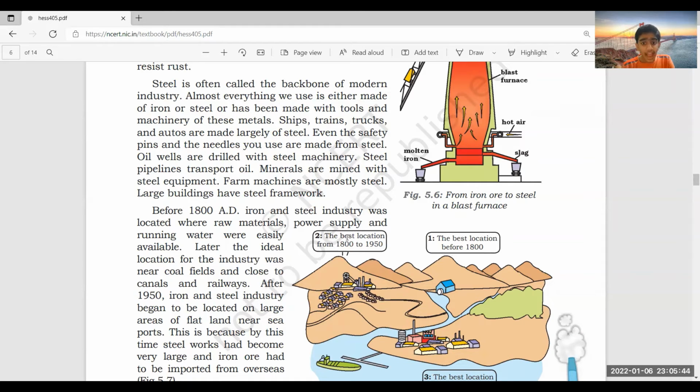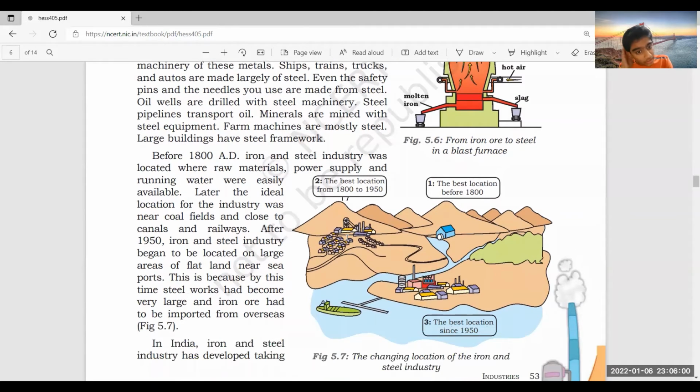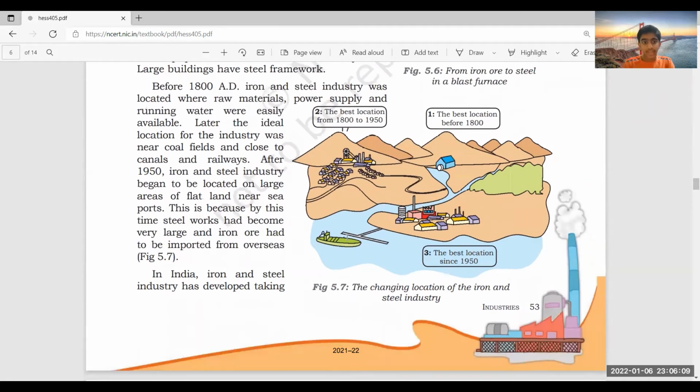Before 1800 AD, iron and steel industries were located where raw materials, power supply, running water, and many other things helpful for the steel industry were available. At those areas they were set up. After 1950, iron and steel industries began to locate in larger areas in our country. Tisco, the Tata company, Jamshedji Tata started the Tisco company in the 18th century. At that point of time, not in the 1950s exactly.